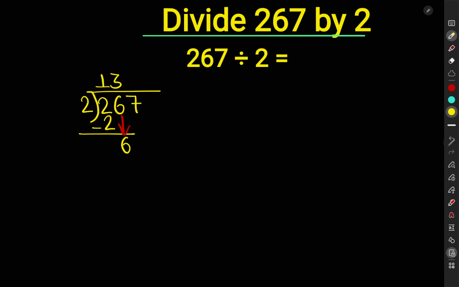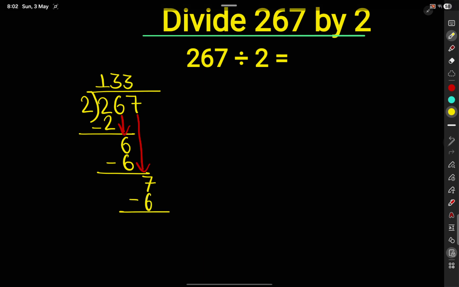So 2 times 3 means 6. On subtracting we get 0. So now again we put down the number beside this 7 and we remove this 0. So 2 times 3 means 6. On subtracting we get 1.